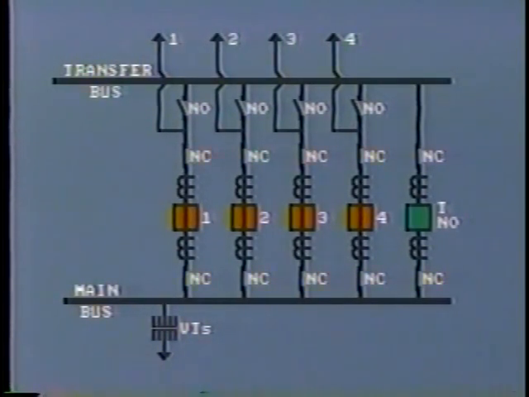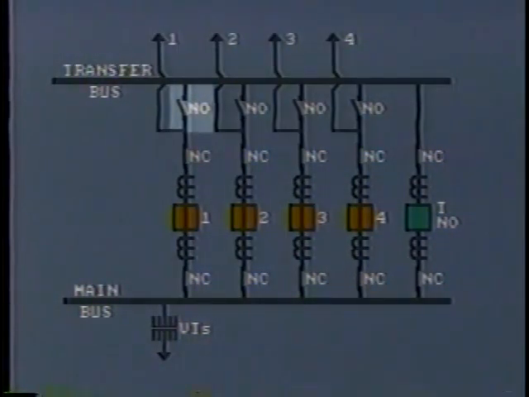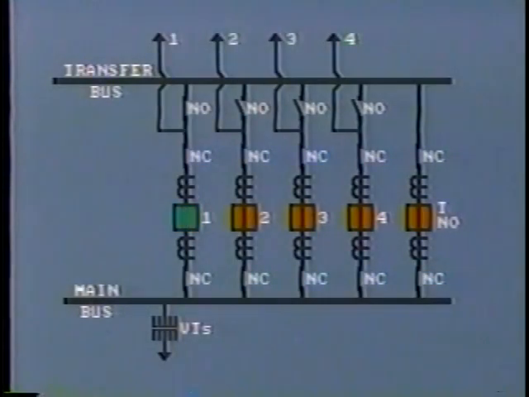Now, suppose that we need to isolate circuit breaker number 1 for maintenance. In this situation, the line 1 disconnect will be connected to the transfer bus, and the tie breaker would now operate as the breaker for that line. So, for the price of one extra breaker, we can substitute any one of the line breakers.